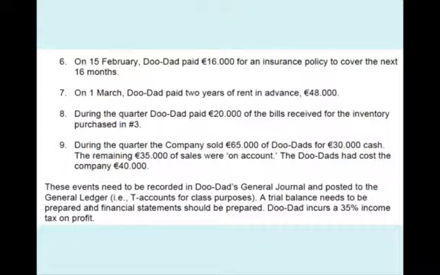The doodads had cost the company €40,000. So these events need to be recorded in Doodad's General Journal and posted to the General Ledger, i.e. T accounts for class purposes. A trial balance needs to be prepared, and financial statements should also be prepared. Doodad incurs a 35% income tax on profit.